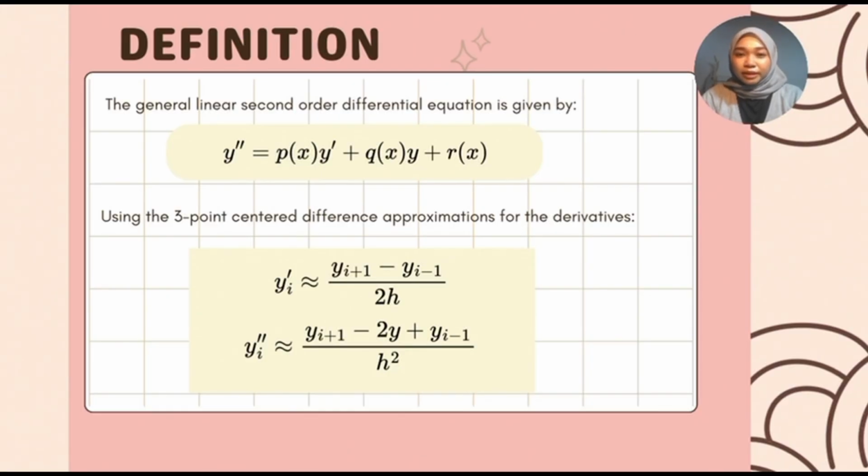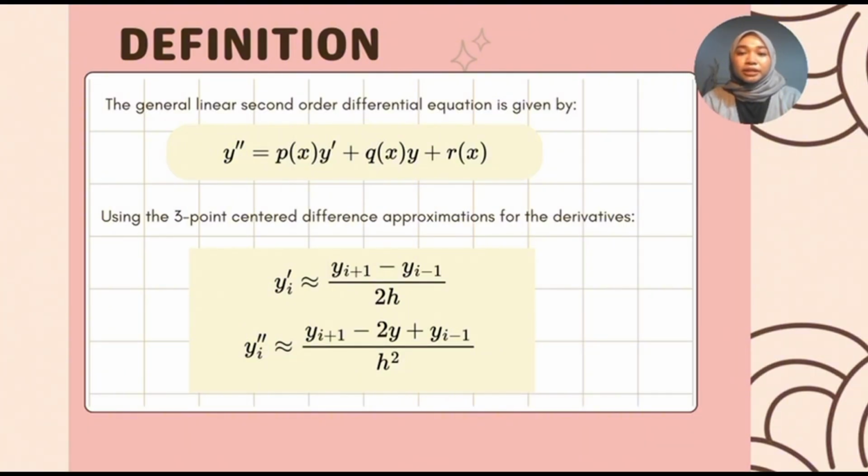To approximate the first derivative y prime at an interior node yi, we implement the standard 3-point centered difference formula. This formula estimates the slope at the current node by taking the value of the forward node y(i+1), subtracting the value of the backward node y(i-1), and dividing the result by 2 times the step size, which is 2h. This centered approach provides a well-balanced, second-order accurate approximation of the local rate of change.